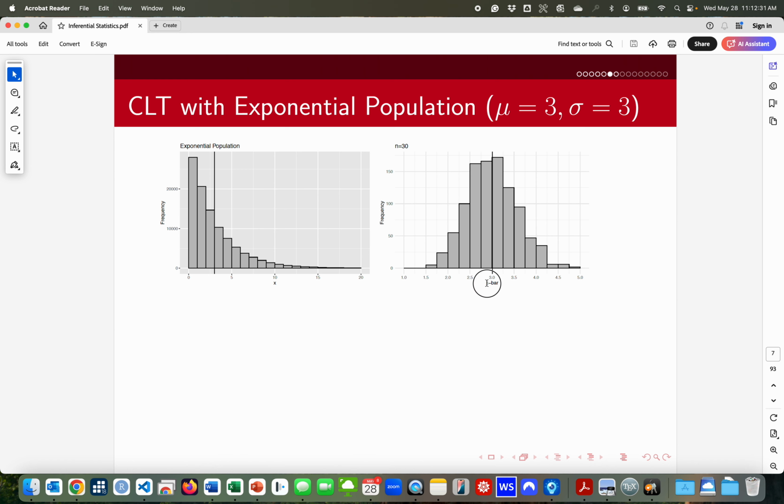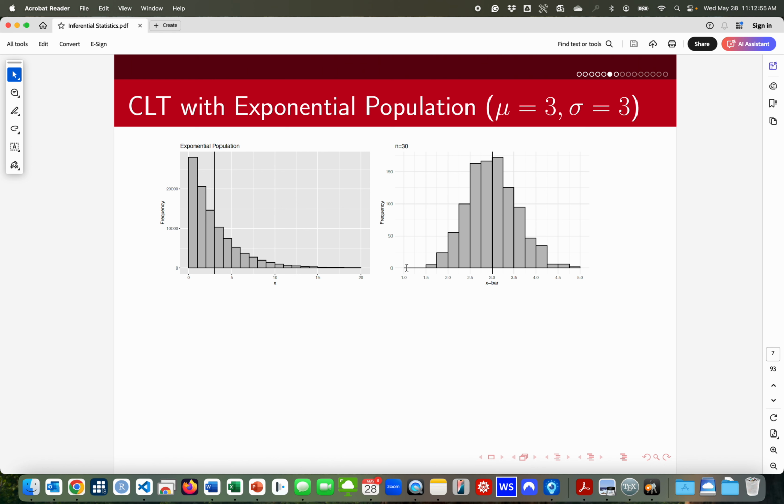So this is the distribution of x bar. Notice this is the distribution of x. This is the distribution of x bar. So instead of writing down different values of x, I'm going to take a sample of 30 students, a sample of size 30. I'm going to find the average, write that down. I'm going to take another sample of size 30, find the average, write it down. And I'm going to do that 1,000 times.